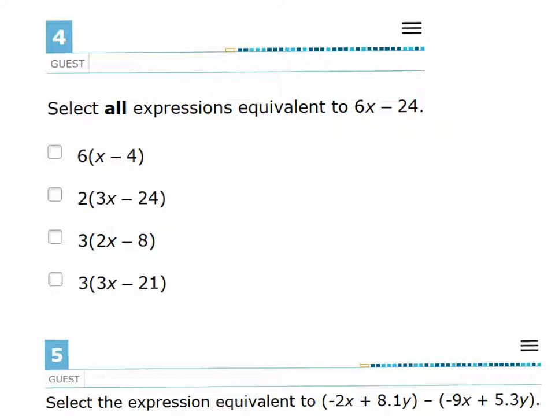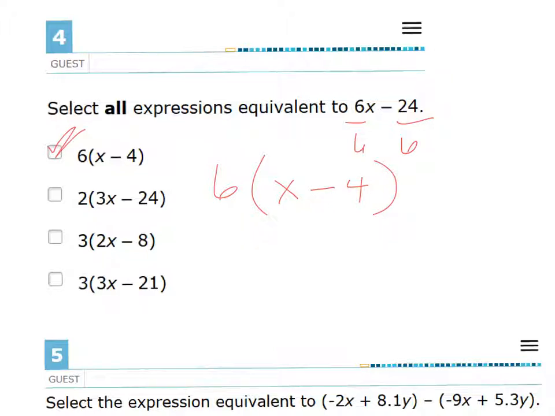Now for question number 4, select all expressions equivalent to 6x - 24. So in this case, we have to look at all possible expressions, so some of them may be correct, some of them might not be correct. Now the easiest thing to do is divide out the 6, because we know that 6 can come out of both of those values, so 6 times (x - 4). And it's technically doing the distributive property backwards. So we know for sure that the first one is a correct solution.